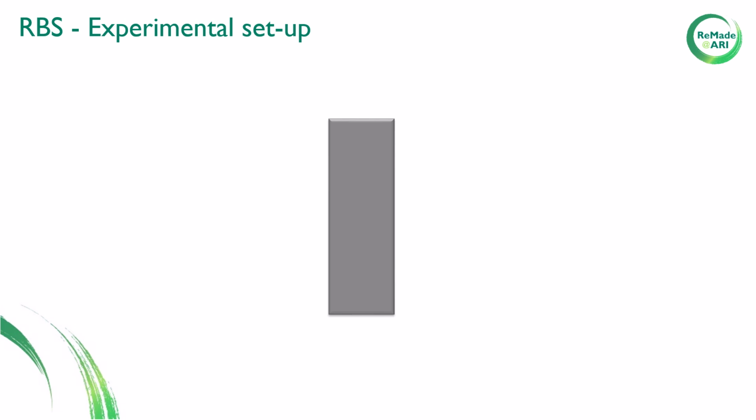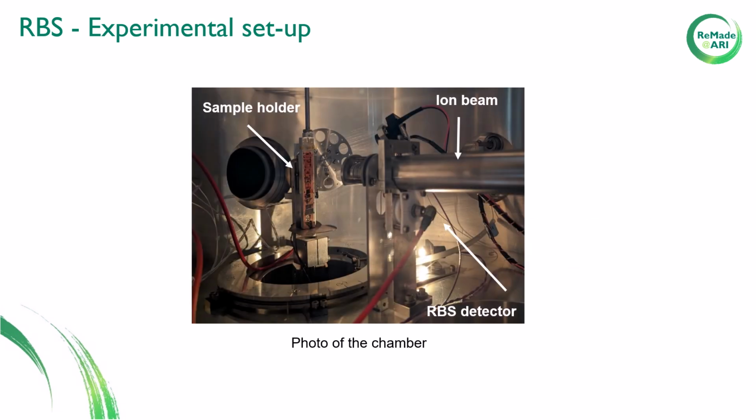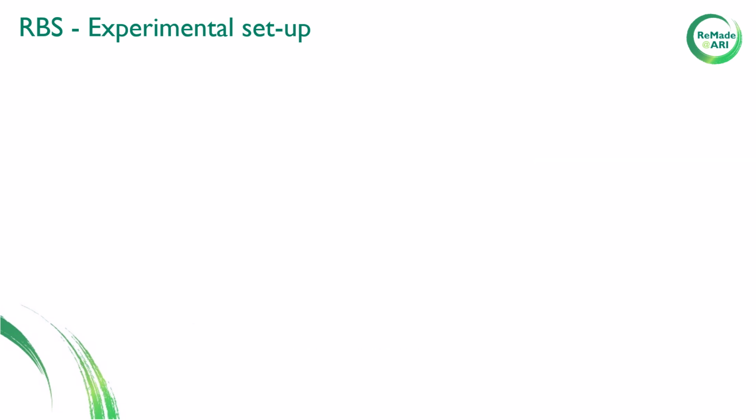In our laboratory, we use RBS in Cornell geometry. The ion beam enters the sample at zero angle and the backscattered particles are detected by a detector located 10 degrees below the beam. The scattering angle is typically 170 degrees. The energy of ions used during RBS is on the order of MeV. The mass of the target atoms can be identified from the energy of the backscattered projectile. The backscattered particles are detected by semiconductor detectors and thus we obtain the typical RBS spectrum.